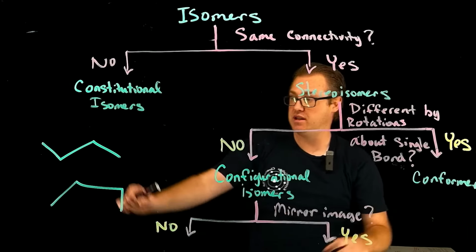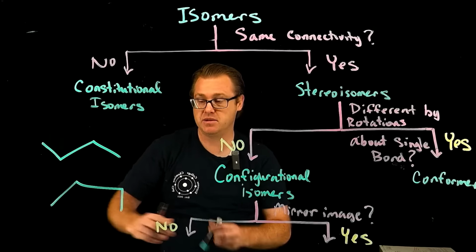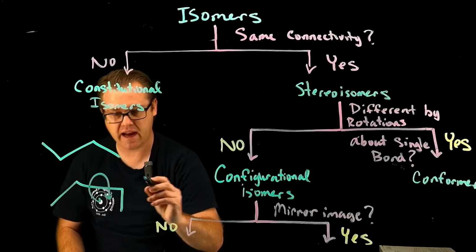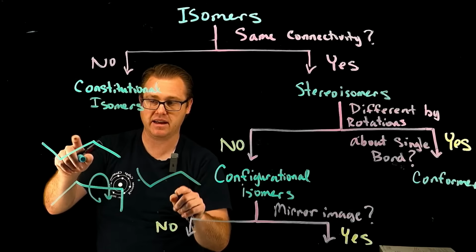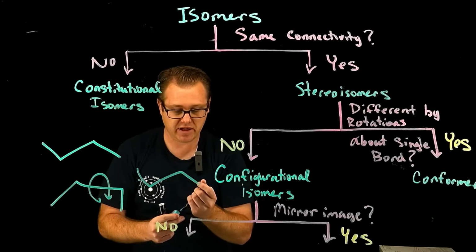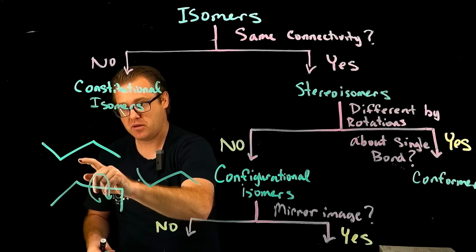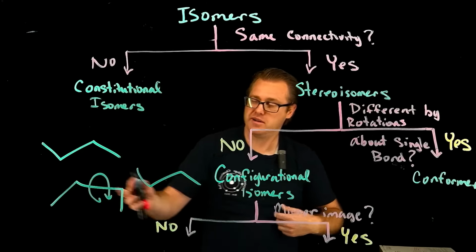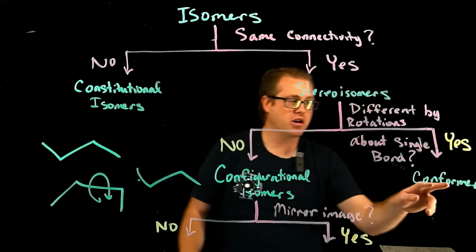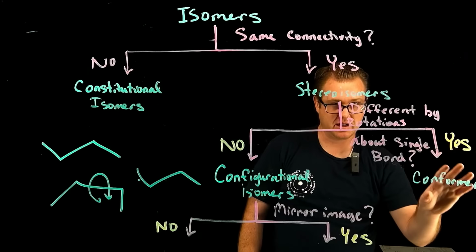And so what's the definition between those two? It's because I could take this guy and rotate it and make it look exactly like this one, right? So these two descriptions of the molecule are called conformers. And we've talked about that.